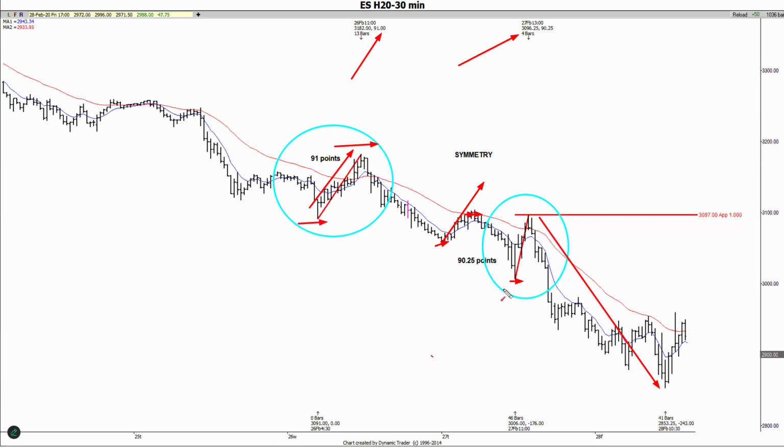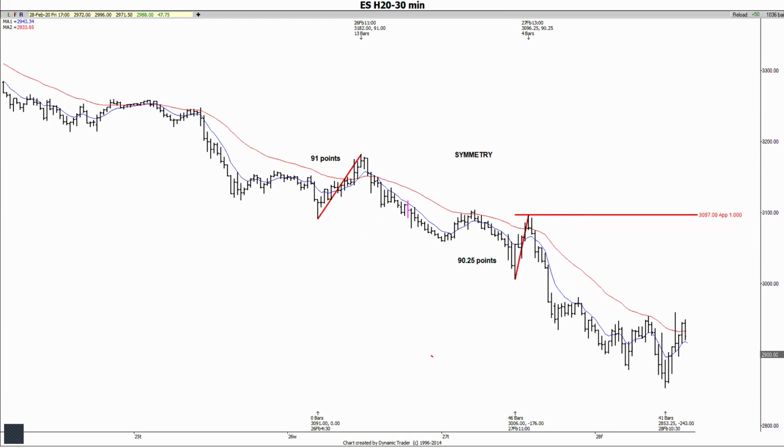1, 2, 3. Okay. So if you want to just use symmetry because you think this is a little bit too much work for you, that's something you can start with, and you should be able to make money with it, especially if using it in the direction of the trend. In this case, we would have wanted to look at the sell side because we did have a pattern of lower lows and lower highs at the time.